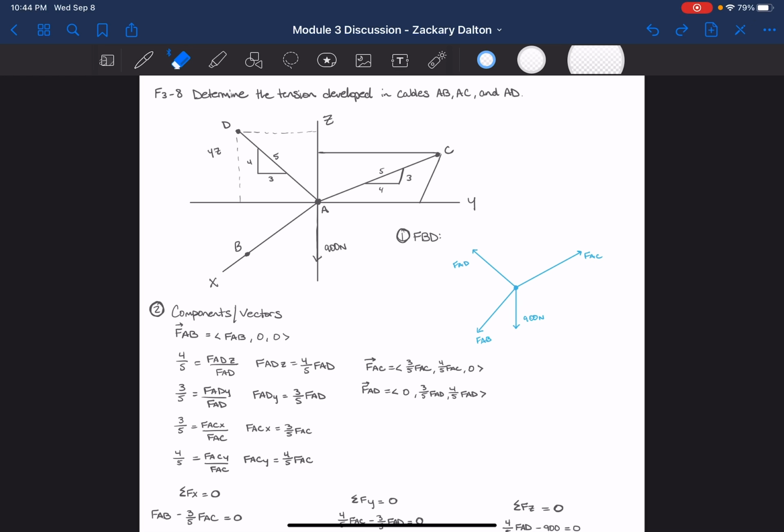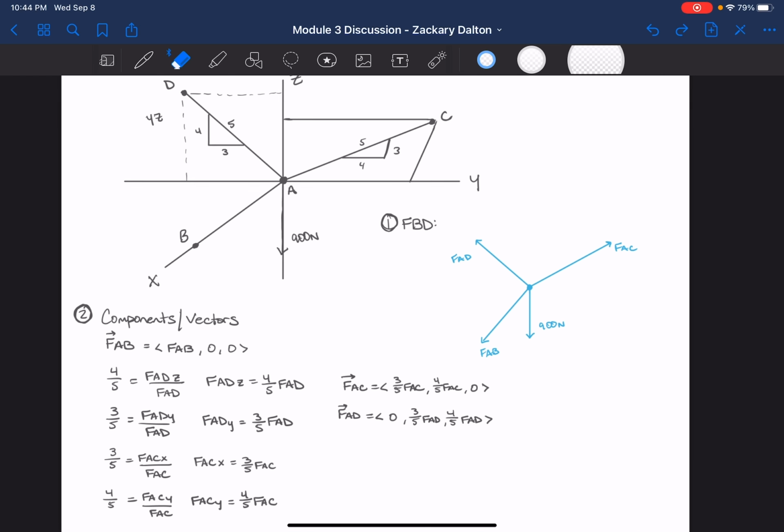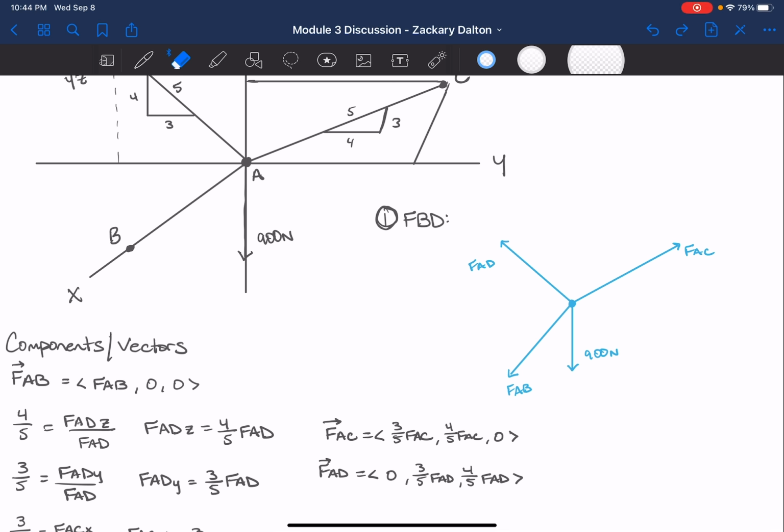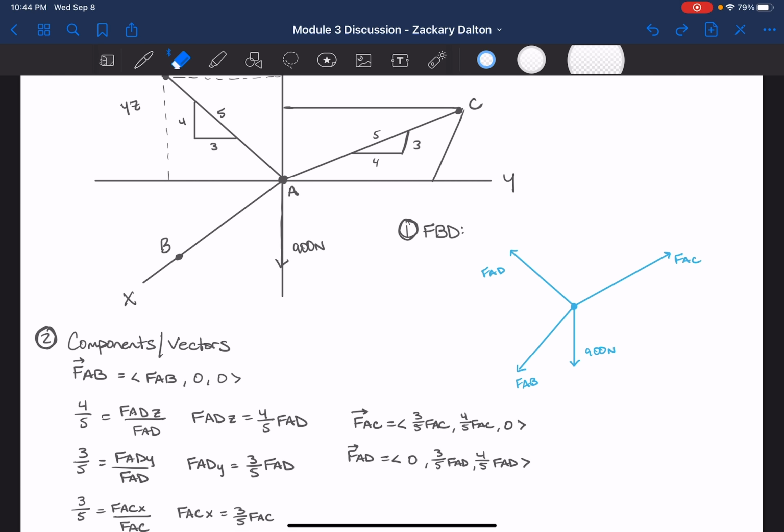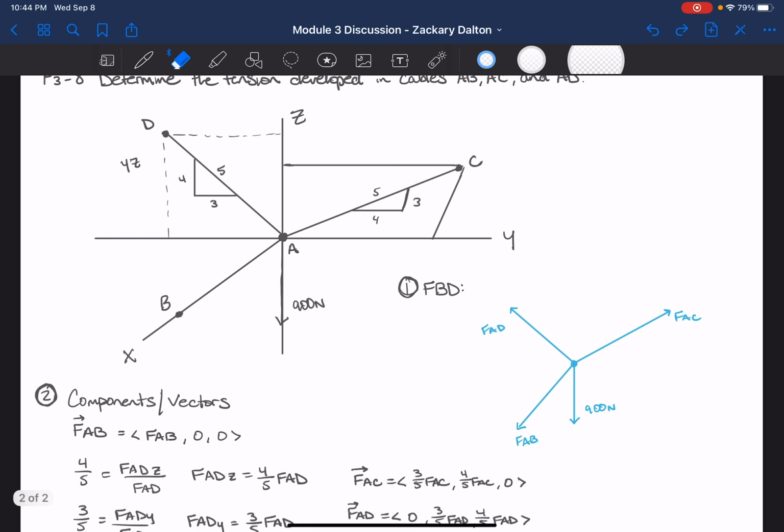And it's not as difficult when you start to get the hang of it, but it is a very long process, so we're just going to go through it. The first step is you will need a free body diagram. This is for most of these kind of problems. It's essential. And so, as I've drawn here, we have our force in AD, force of AC, AB, and even the 900 newtons that's acting in a negative z direction.